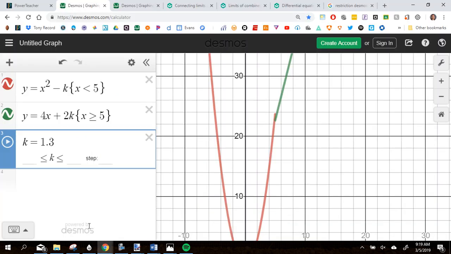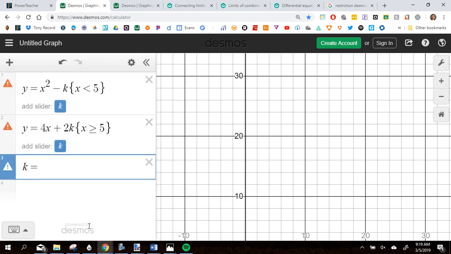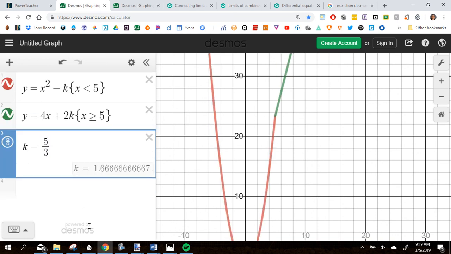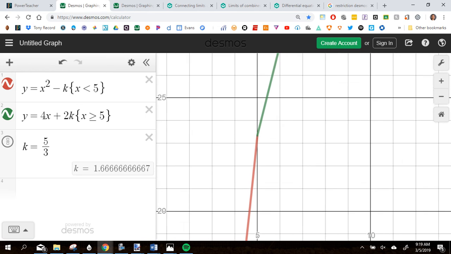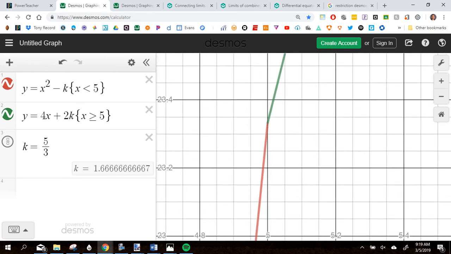Let's double check looking at my picture. If I change my k equal to 5/3, oh yeah, that looks like they connect right there. Now it's a continuous graph. From the left-hand side and the right-hand side, they're equal to each other. Make sense? Do the last one, please.